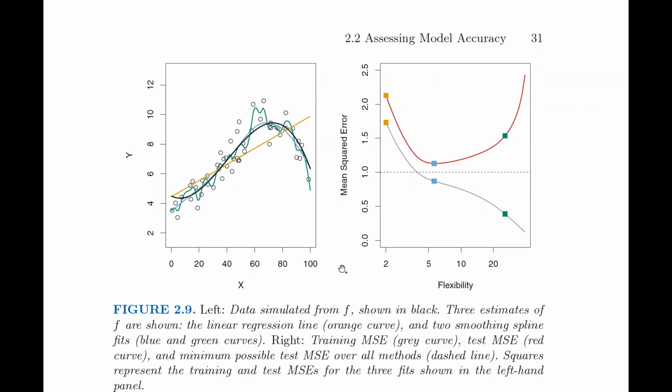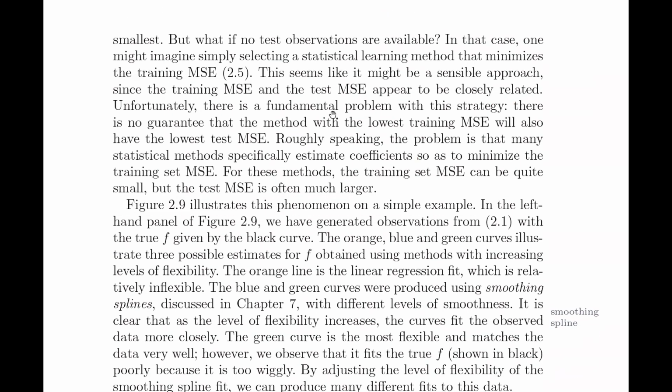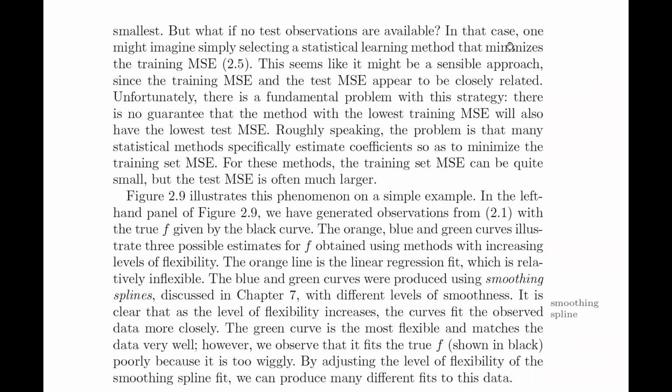But you have various models, and how are you going to test? How are you going to compare these models? And we can continue reading to answer that question. In that case, one may imagine simply selecting a statistical learning method that minimizes the training MSE. This is if you have no test MSE. This seems like it might be a sensible approach, since the training MSE and the test MSE appear to be closely related. Unfortunately, there is a fundamental problem with this strategy. So what strategy is this? Using your training data to calculate your mean squared error.